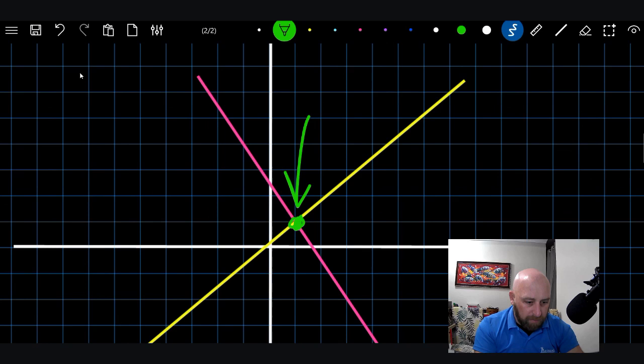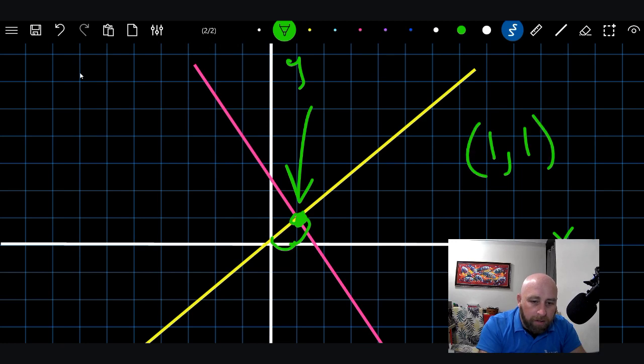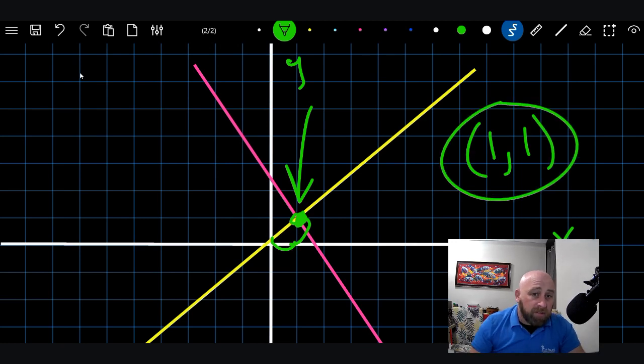Now, let me zoom in just a little bit. Where do those 2 lines meet? Well, remember, this is the x and this is the y. And so they meet at 1 on the x, and then 1 on the y. (1, 1) is the answer, or the solution, to this system of equations.